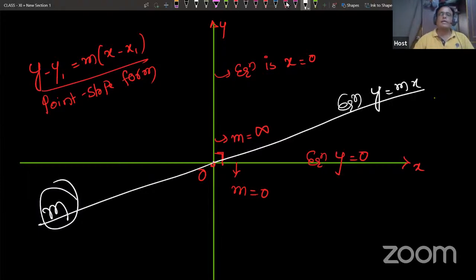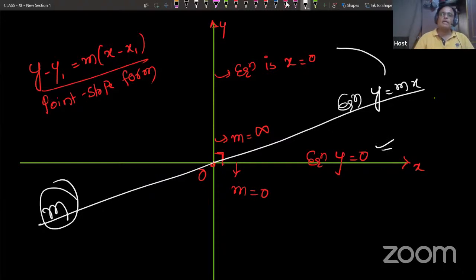This white line, if it coincides with the x-axis, in the place of m you get 0. 0 into x is equal to 0. Therefore, the final equation is y is equal to 0. That means whenever this white line becomes the x-axis, its equation becomes y is equal to 0.